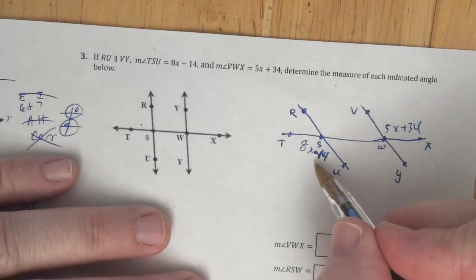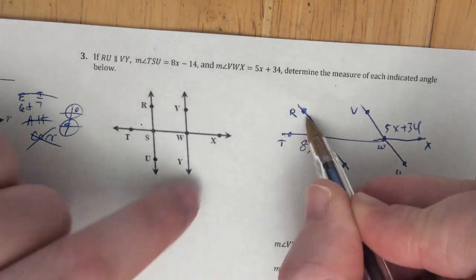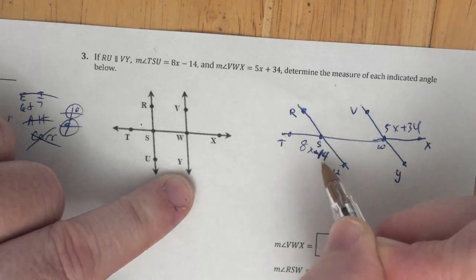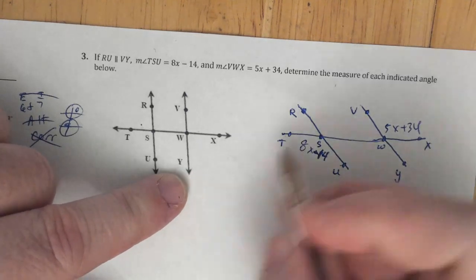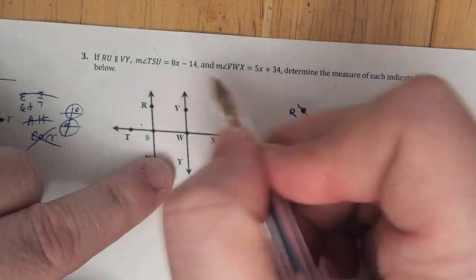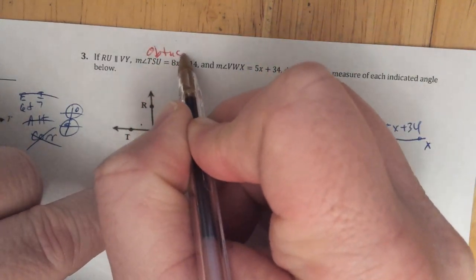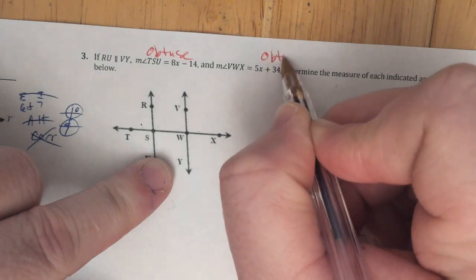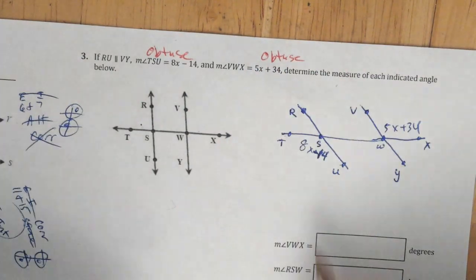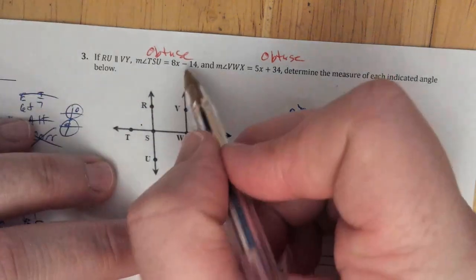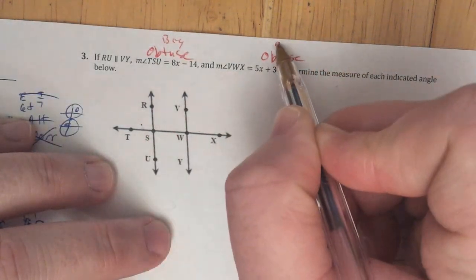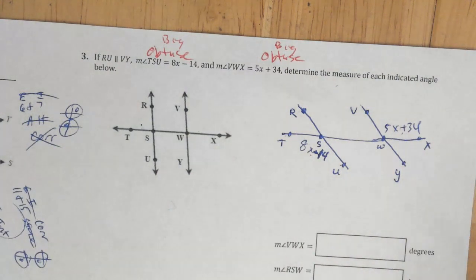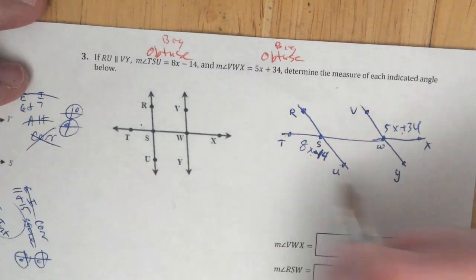Okay, so what do we notice about this? See how this is acute? This is obtuse. So this is obtuse, right? And this is also obtuse. Or you could say this is big and this is big, right? Big, big. All right, so they're both big. So what do you think? Do they equal each other, or add up to 180? They're going to be equal, so we're going to set those equal.